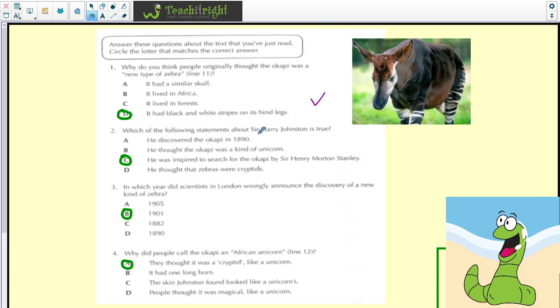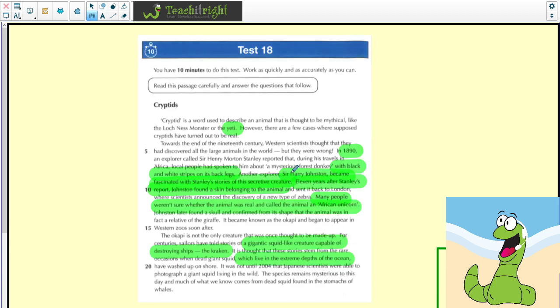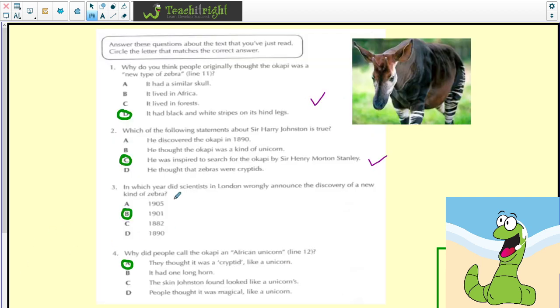Which of the following statements about Sir Harry Johnson is true? He was inspired to search for the okapi by Sir Henry Morton Stanley. And there again is evidence within the text that Sir Harry Johnson became fascinated with Stanley's stories of his secretive creature.